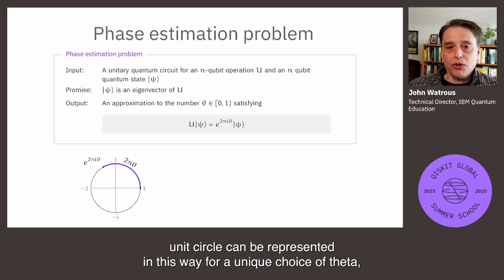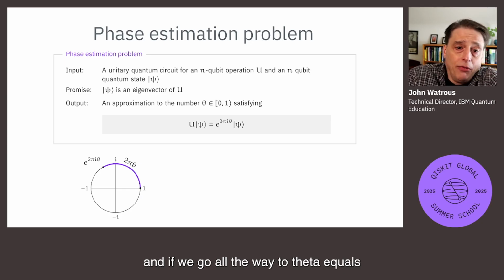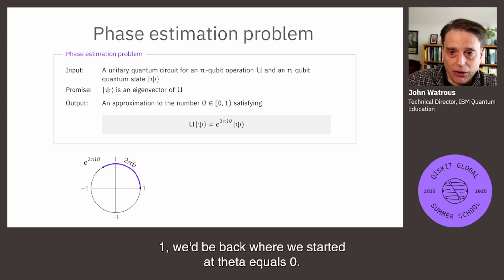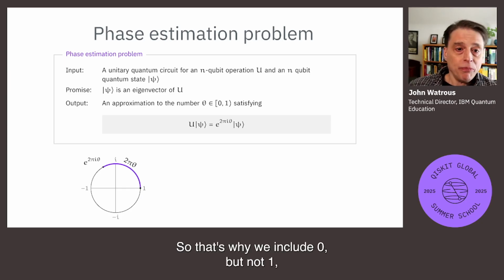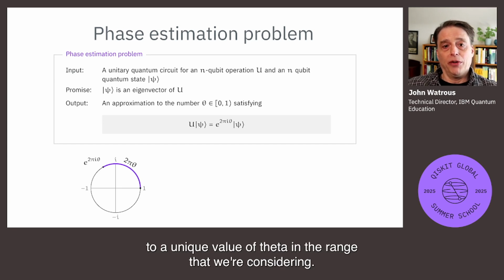Every point on the unit circle can be represented in this way for a unique choice of theta. And that's because we go all the way around the circle as theta goes from 0 to 1. And if we went all the way to theta equals 1, we'd be back where we started at theta equals 0. So that's why we include 0, but not 1, just to be sure that each point on the unit circle corresponds to a unique value of theta in the range that we're considering.